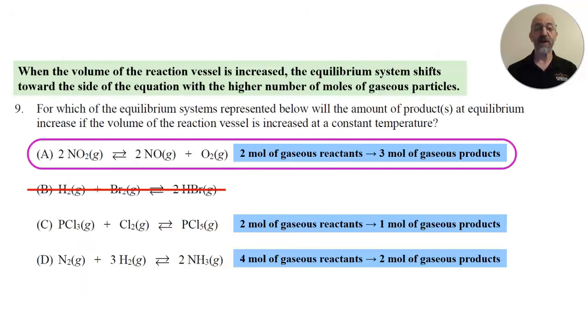So that's why the correct answer for question 9 is choice A, because if we increase the volume of the reaction vessel, there will be a shift toward the side of the equation that has more moles of gaseous products, and that will be from left to right in choice A. So increasing the amount of products at equilibrium.